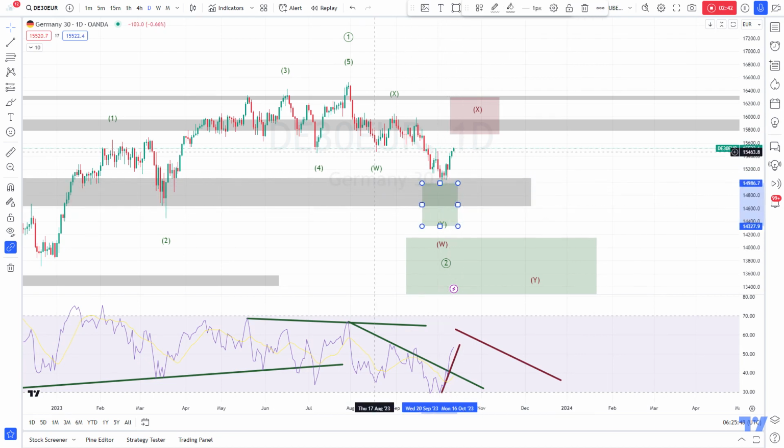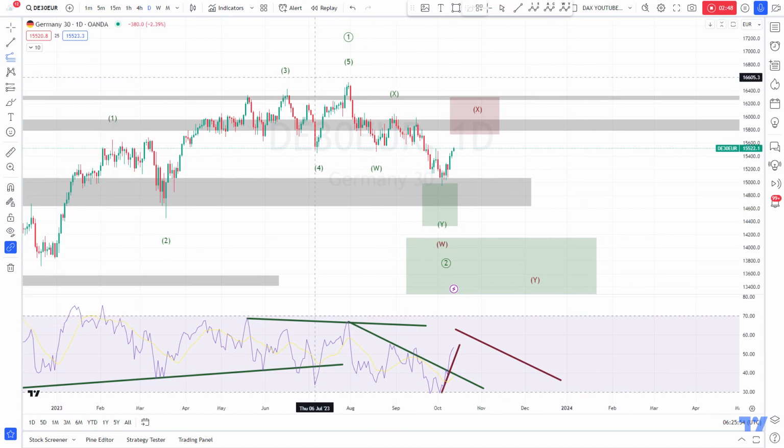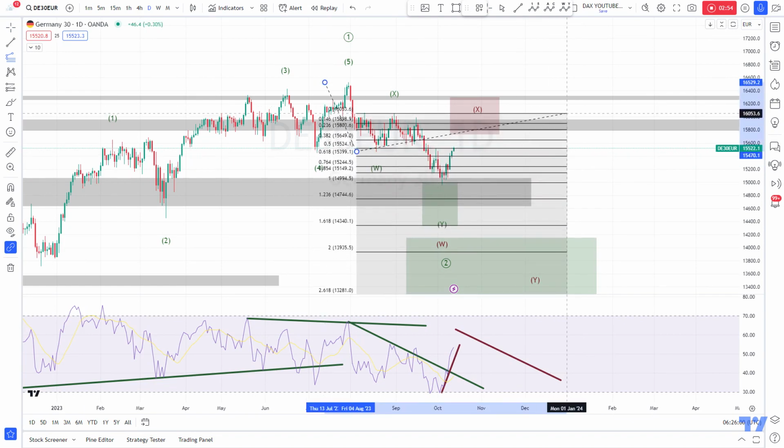just like we reversed from this area here, for instance, the equal leg area of a WXY correction. This area we found by taking the length of the wave W, the length of the wave X, and then the area between the 1 and the 1.618 extension is an area from where we had a perfect reaction here. We touched it and we moved up.